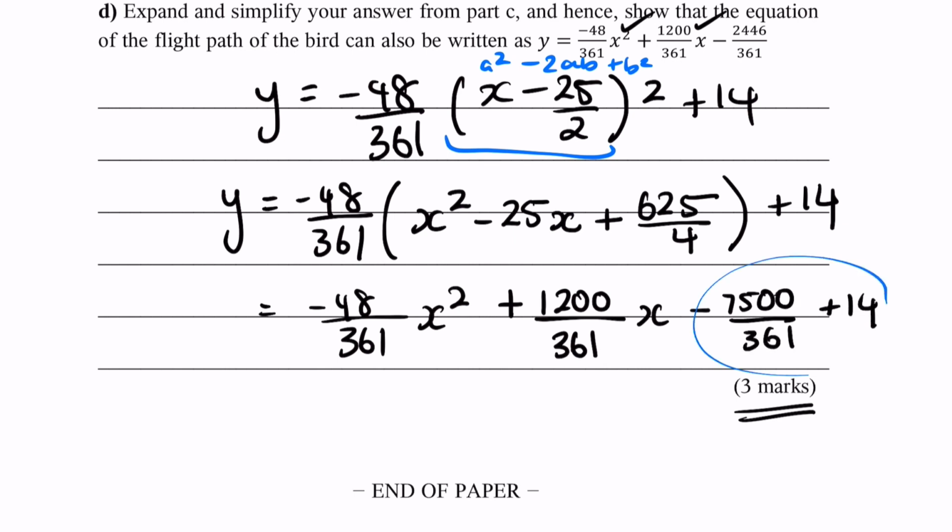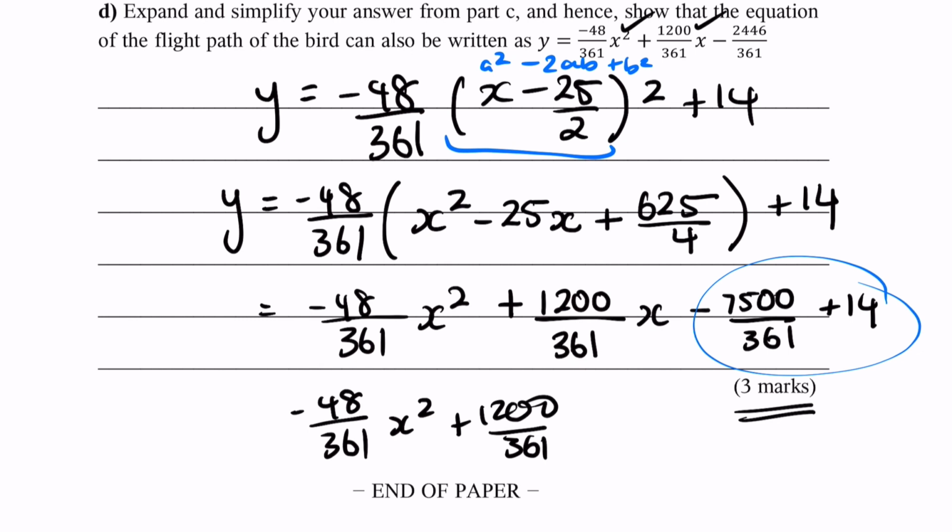So now we just need to do this last little section, which I'm just going to do on the CAS calculator. On 361x, and so I'm just going to put plus 14. That should be a negative. There we go, and I get negative 2446 on 361, which is exactly what I need.